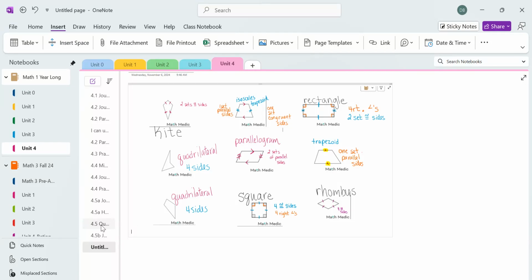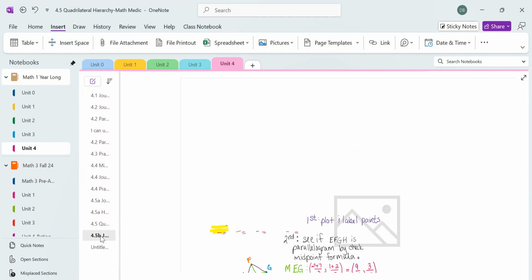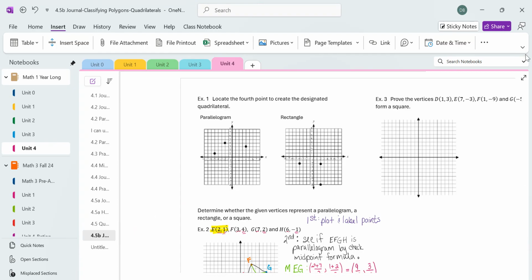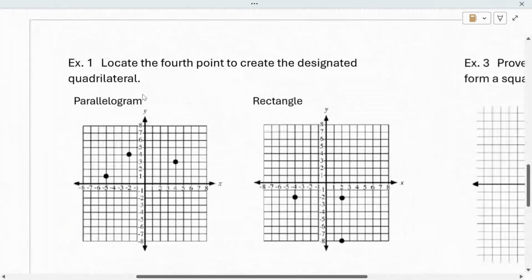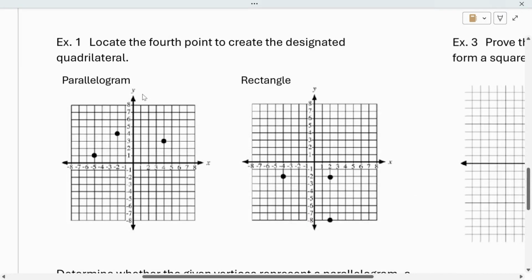All right, so this is the second half of our notes for today. We actually had to jump around a little bit just to piece some things together. So this is questions 1 and 3 from your journal. We're doing this in 2 parts, and I apologize for that.